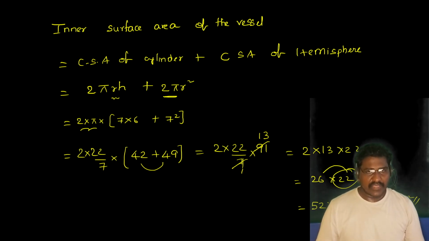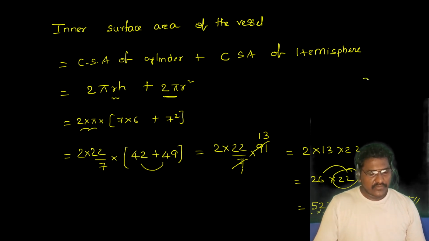Okay. Multiplying by 11 is very easy. First number, last number, and in the middle add these two. 5 plus 2 is 7. 52 into 11: first number, last number, in the middle add these two. 572. That's it.